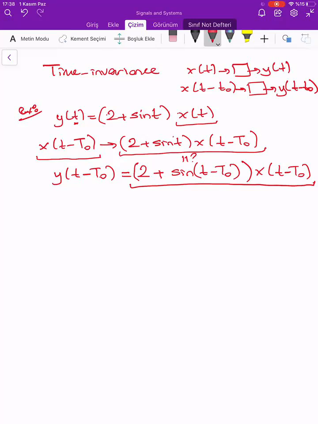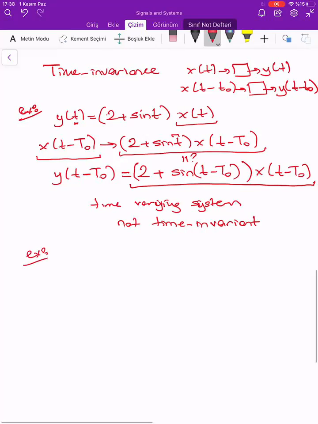You can see that there is no shifting over here, and then we would say this is a time varying system, or not time invariant. This is what we would do for time invariancy. Let us have another example here, and then I will finish the time invariance part.